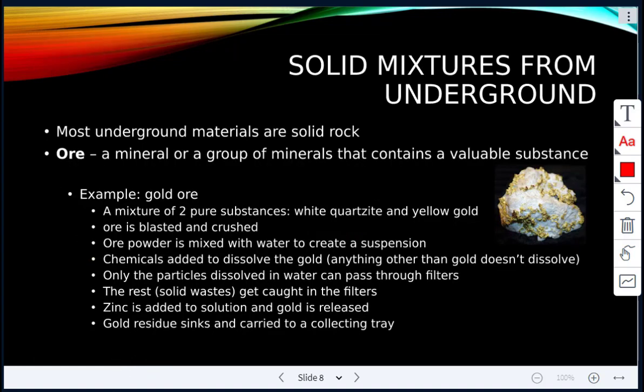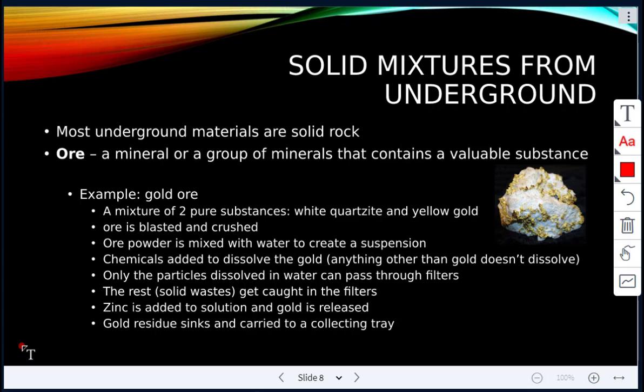All right, so this example here is solid mixtures from underground. So most underground materials are solid rock. So when we talk about an ore, it's a mineral or a group of minerals that contains a valuable substance. So for example, gold ore, it's a mixture of two pure substances. So in this case, white quartzite and yellow gold.